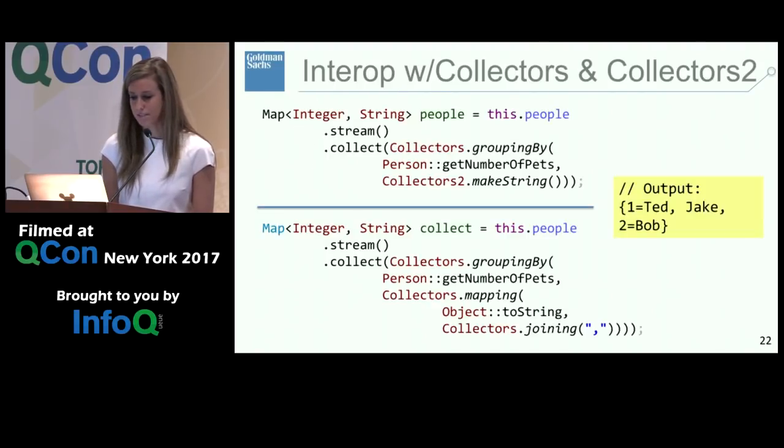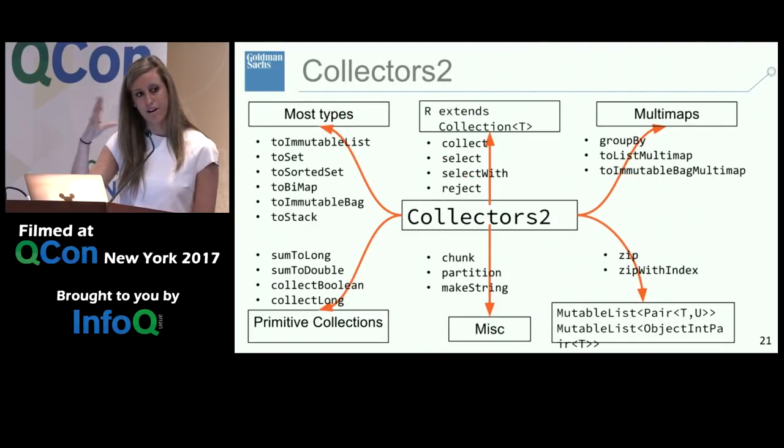Sure, a multi-map is basically a map where there's a key to a list or a set or something else of values.